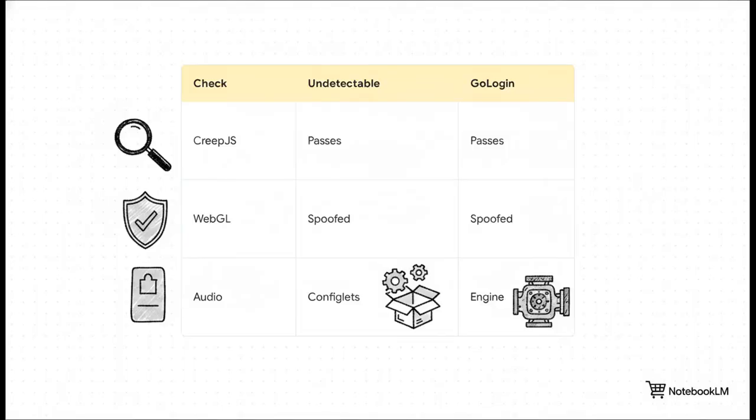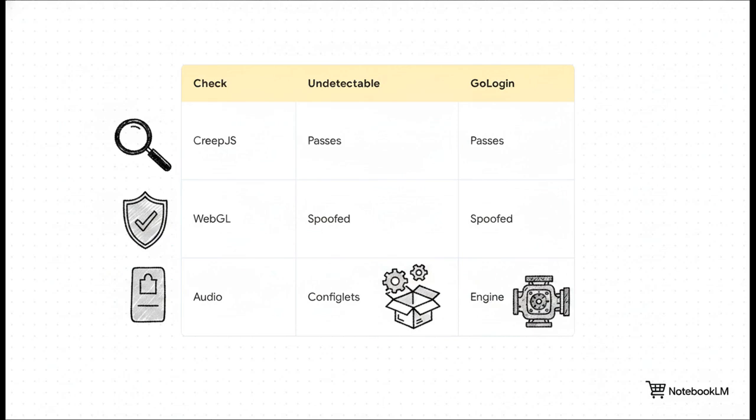And this brilliantly illustrates how those two totally different approaches actually perform out in the wild. Both of them easily pass rigorous checks like Creep.js and WebGL spoofing. But notice the nuances here. Undetectable spoofs things like audio context and font enumeration via those prepackaged configlets, while GoLogin handles it all at the engine level.